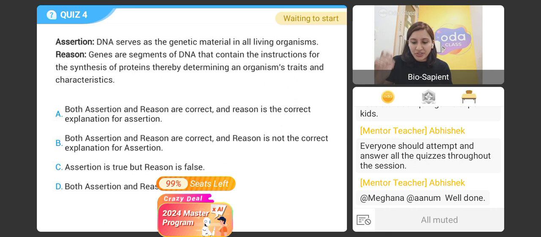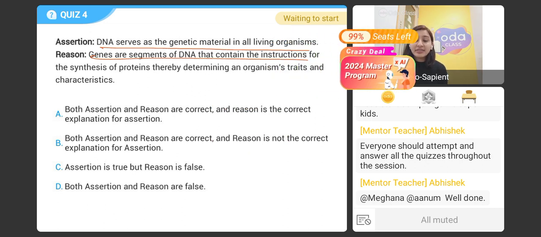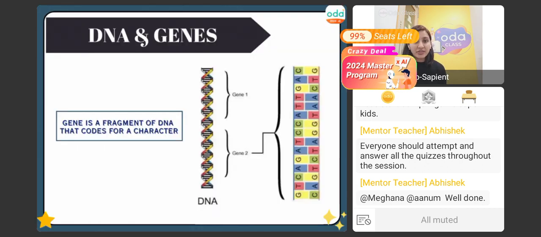Now, one more question. Right? DNA serves as genetic material in all living organisms, and genes are segments of DNA that contain instructions. So, what exactly is the difference between DNA and genes? So, students, genes are a part of DNA. Look here, DNA is this long molecule, right? Long molecule DNA is, and genes are part of the DNA. They code for a particular character by making proteins.